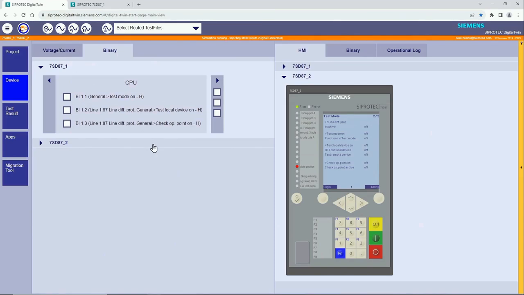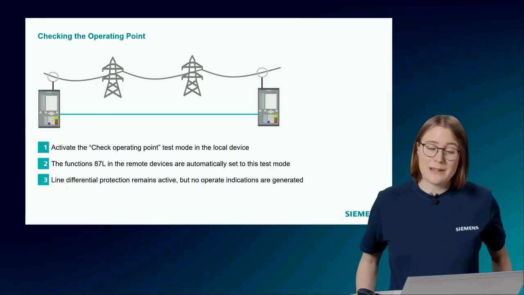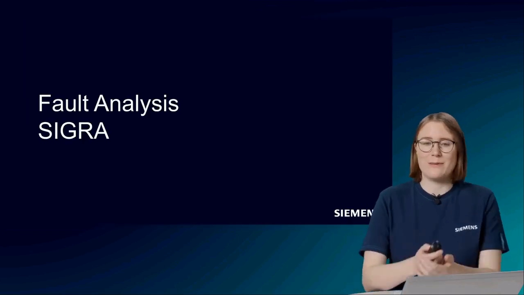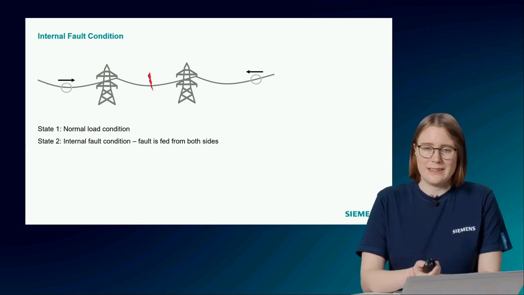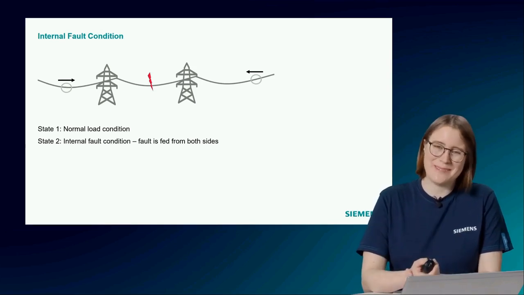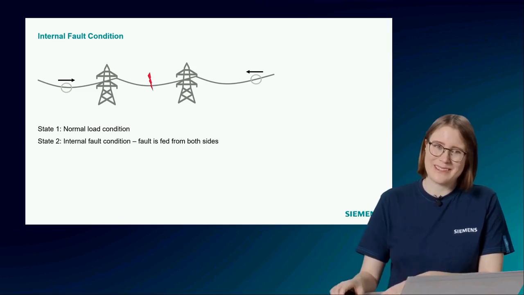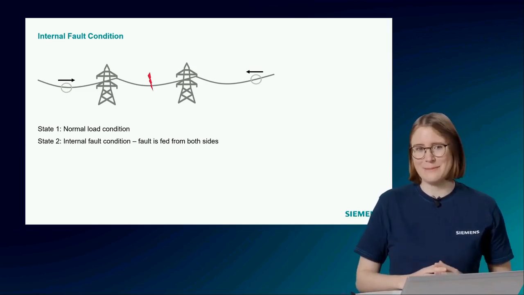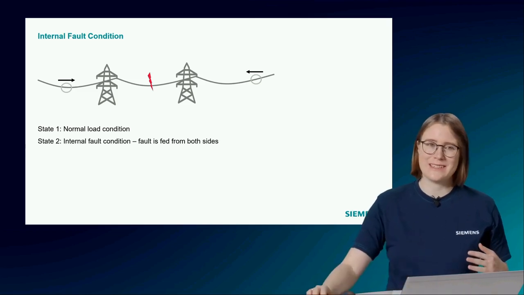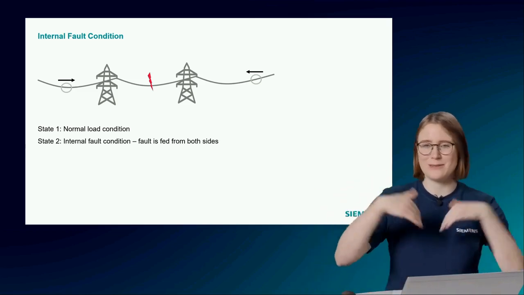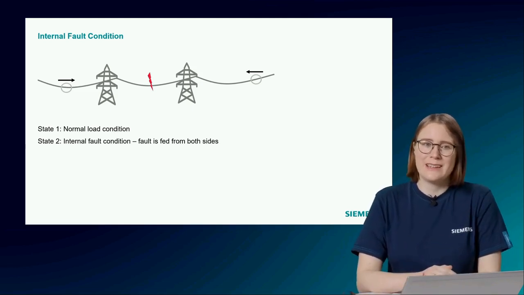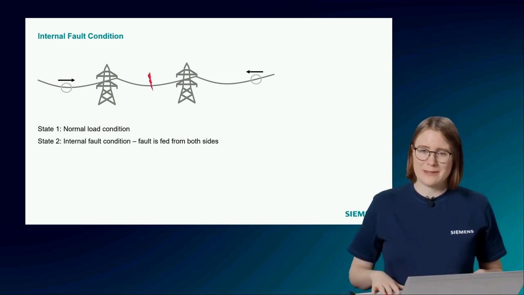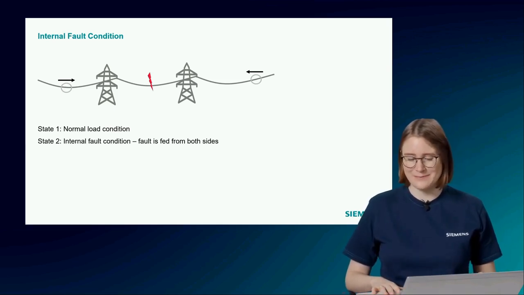Now, this was all what I want to demonstrate you in the digital twin. Now we come to the last part of this session, to our fault analysis in SIGRA. Here, one last step in the digital twin. Here I want to simulate an internal fault fed from both sides. That means here the current is flowing from both sides towards the fault, which would be clearly an internal fault. And then we will download both records and have a look at them in SIGRA.